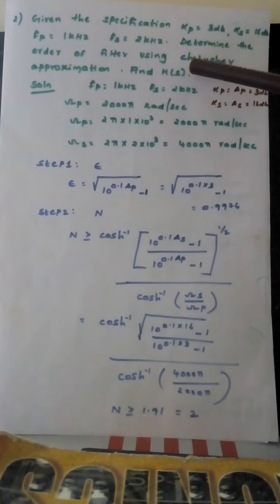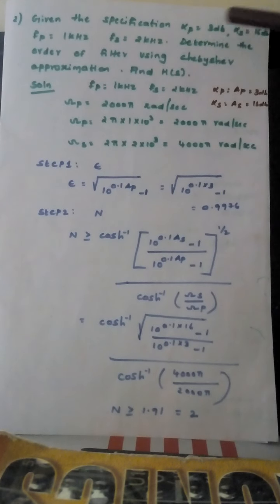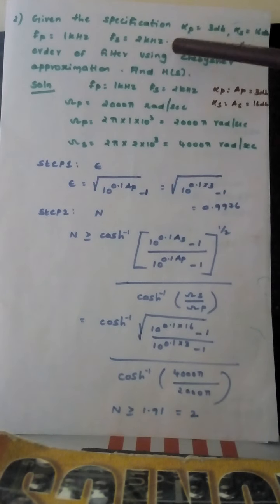So first thing we have to find out the system function, and then we have to apply the frequency transformation. From this we'll get H of s. So alpha p is nothing but your Ap, that is the passband attenuation, given as 3 decibel, and alpha s is nothing but As, that is the stopband attenuation, given as 16 decibel, and fp is 1 kilohertz and fs is 2 kilohertz.